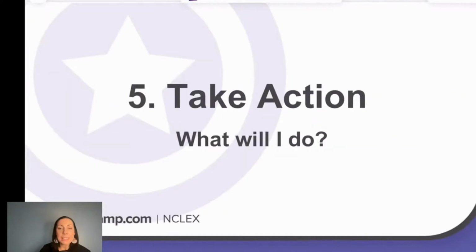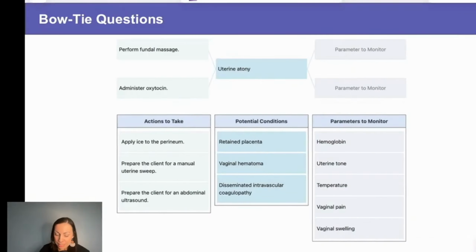All right, so now we get to take action. So what do we decide on? We decided on performing fundal massage and administering oxytocin. So we have our hemoglobin, uterine tone, temperature, vaginal pain, and vaginal swelling. Again, all of these things we are going to do for this client. But we need to find the two that are going to help us know if we have fixed this. Have we been successful at slowing and controlling the excessive bleeding? Is the mom okay and stable? Those kind of things. So what do we think?